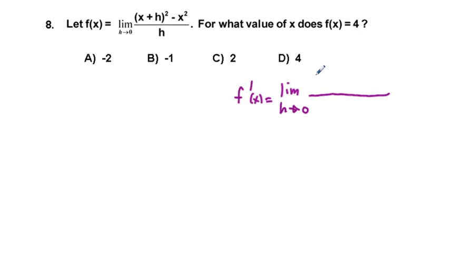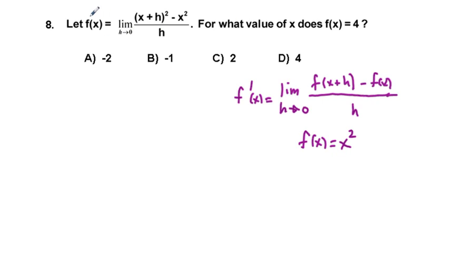It's going to be f of x plus h minus f of x over h. And so based on this format, f of x is equal to x squared. Now, it says let f of x equal that.